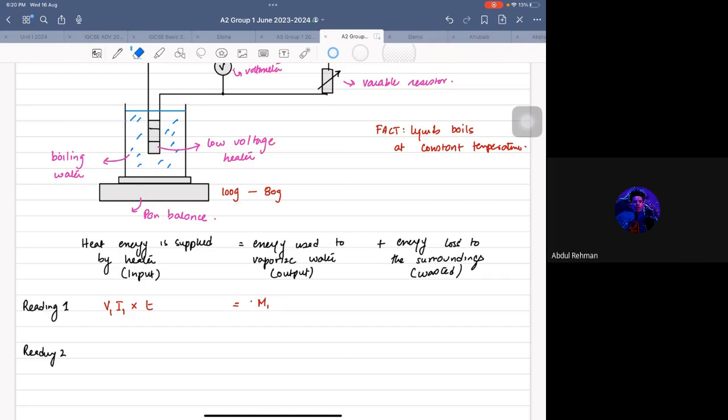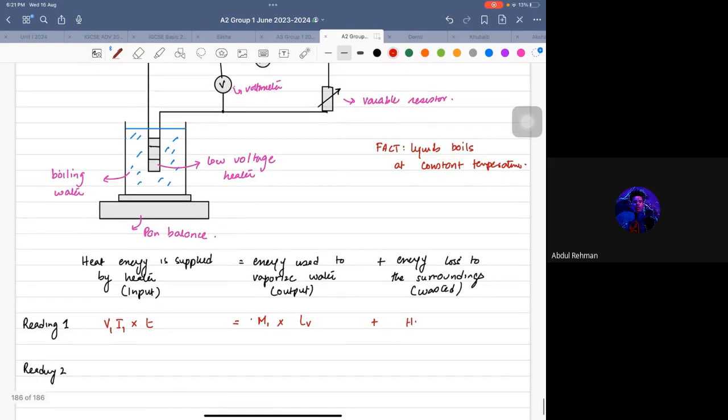Do you understand that? So M1 will be 20. Is it clear? This is just an example. So that is M1, and the energy is mass times latent heat of vaporization. That's what we need, and the amount of heat loss will be H. Then we change the current and the voltage, and because of less or more power, a different amount of mass will vaporize this time. So M2 times LV, but the latent heat of vaporization is constant, so it stays the same. Also, the heat lost to the surroundings is the same.